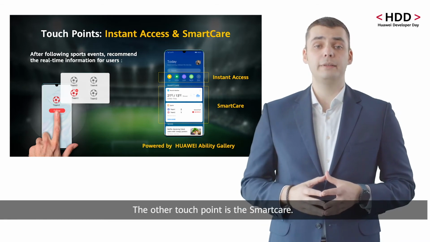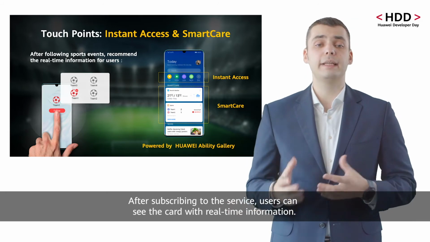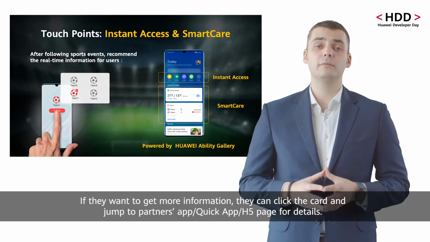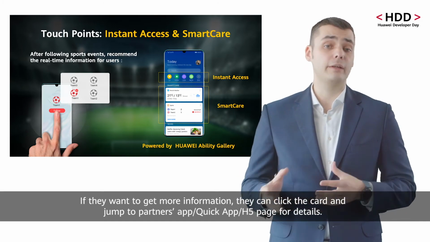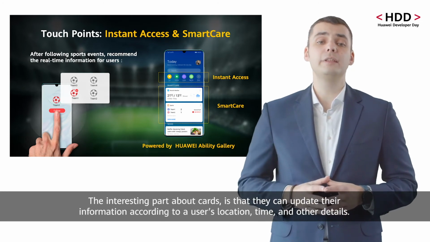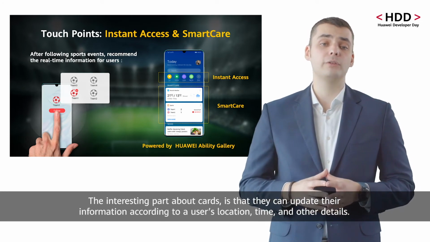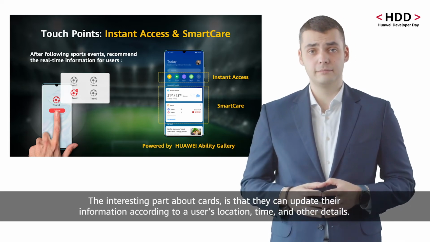The other touchpoint is smart care. So after subscribing to the service, users can see the card with real-time information. If they want to get more, they can click the card and jump to the partner's app, quick app, or H5 page for details. The interesting part about these cards is that it can update information according to the user's location, time, and other details.